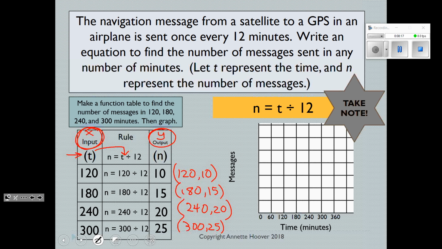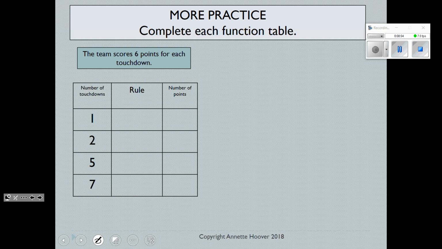For the number of messages, I look over here at the y values, and I see that they're all multiples of 5. 5, 10, 15, 20, 25. So maybe I could label it by 5. So I'm going to show you that. 0, 5, 10, 15, 20, 25, 30. Now I can graph the ordered pairs. First, 120, I go to the right on the x-axis, 120. Then I go up 10, and it would be right there. 180, 15. 240, 20, 300, 25. So I can even graph from my function table.